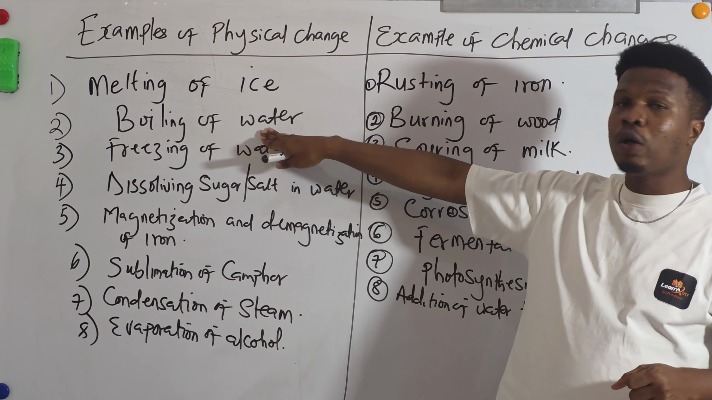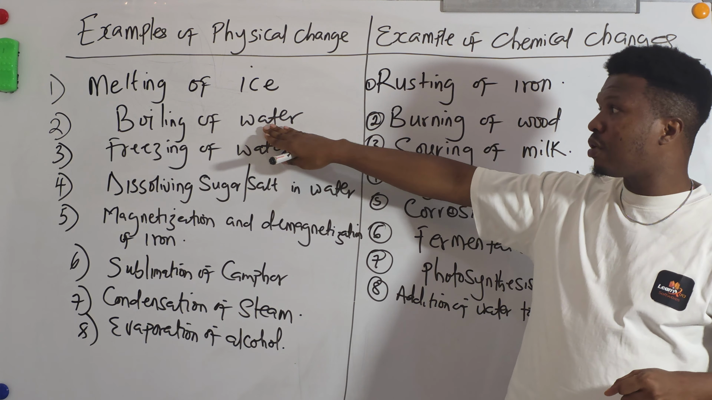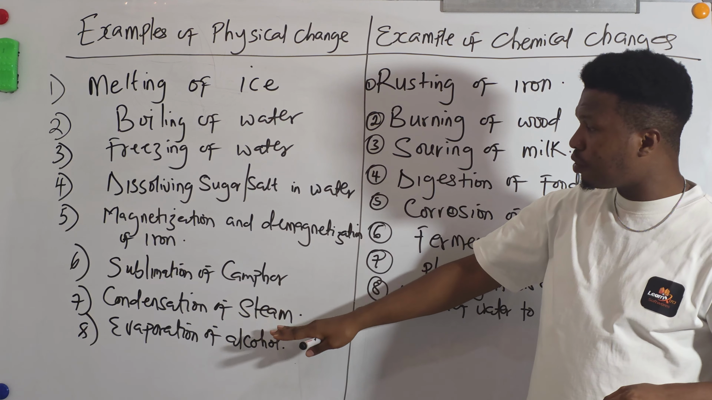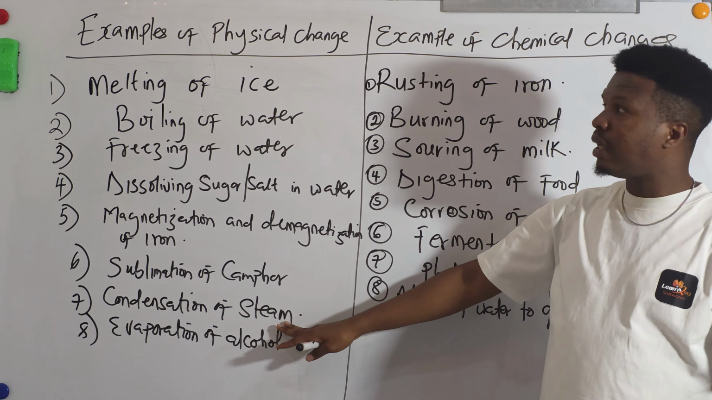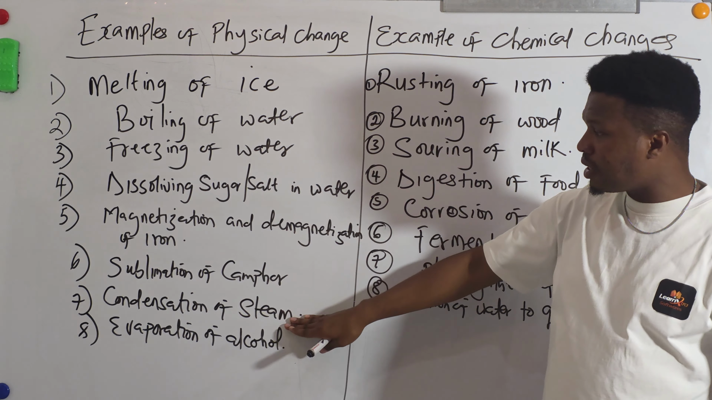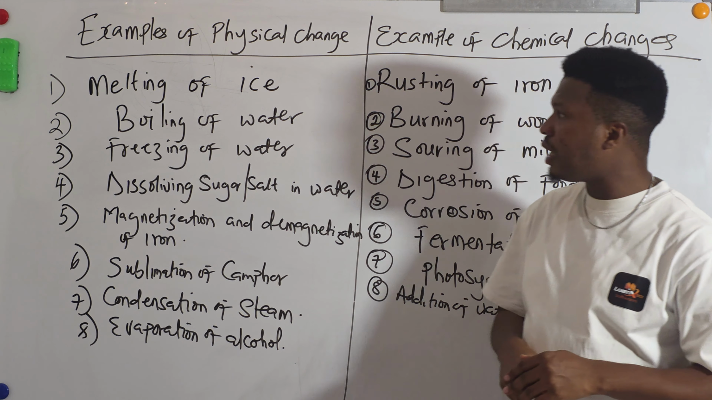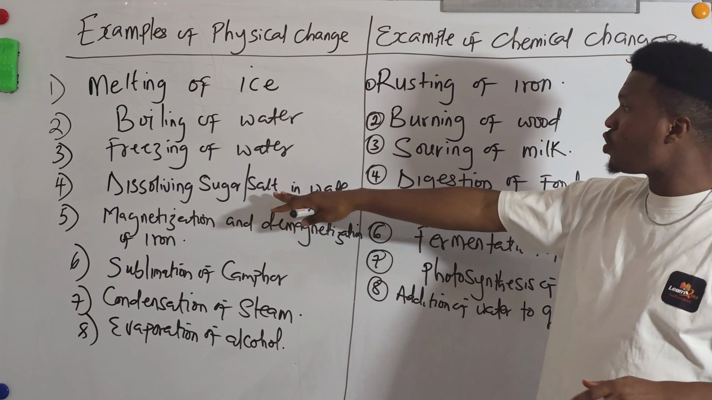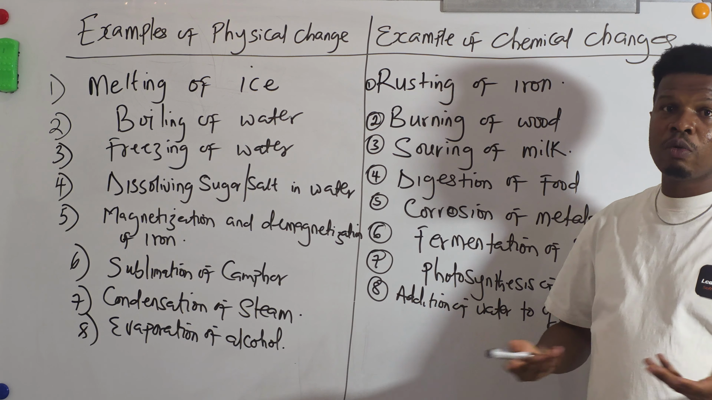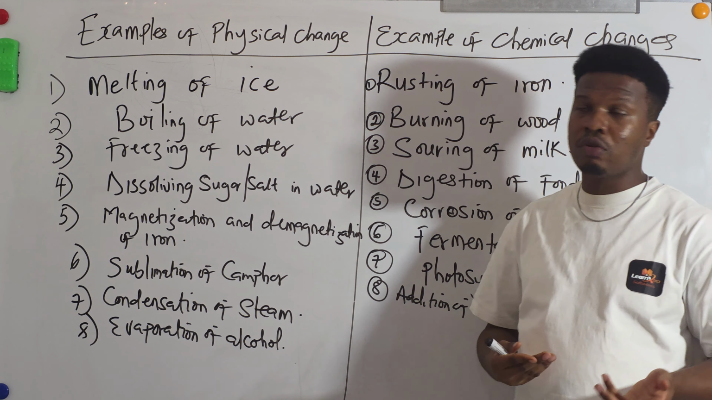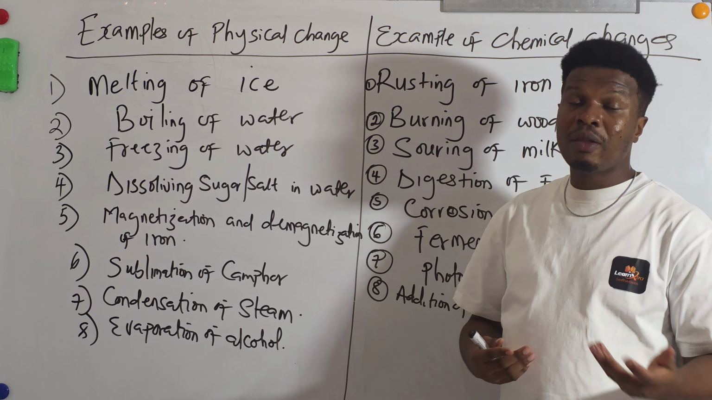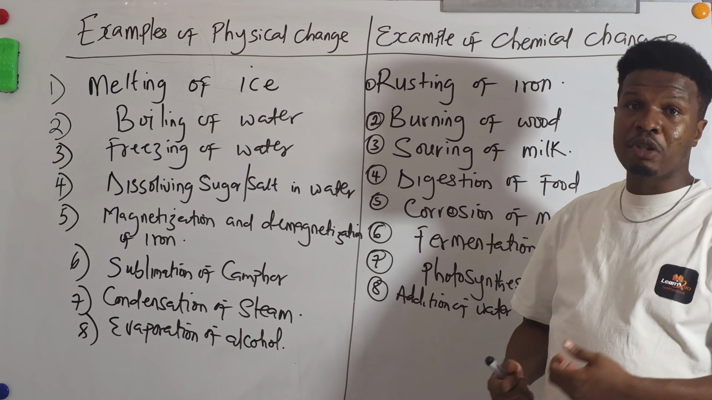Boiling of water is also a physical change, because when you boil the water, it turns to water vapor. You can still condense the water vapor to get back the water. So boiling and condensation are physical changes. Then dissolving sugar or salt in water is a physical change because you can recover it. No new thing is formed. It's just a salt solution and a sugar solution, which you can evaporate to dryness, or depending on the method, use to separate the water from the sugar and the salt.